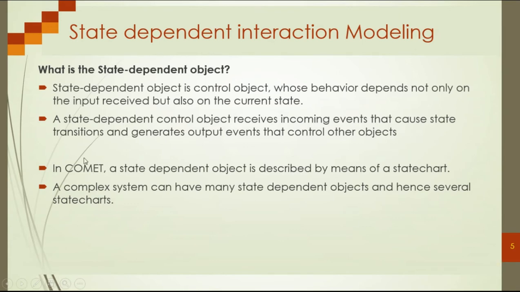As I said, the model should have at least one state dependent object. However, a complex system can have more than one dependent object. Then each state dependent object should be associated with a state chart model.